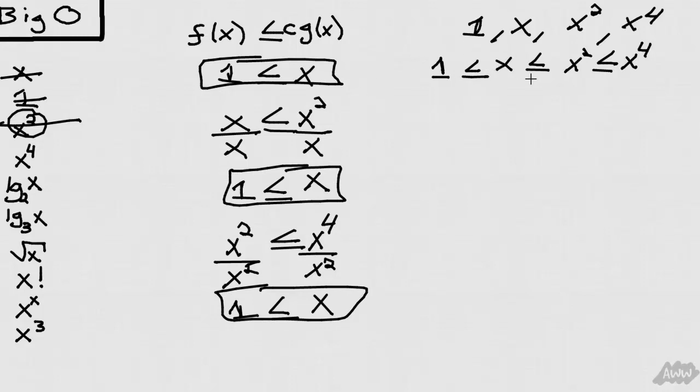Generally, when we're dealing with asymptotic analysis, we want to find the tightest bound, but it's also true that 1 is Big O of x and 1 is Big O of x squared.